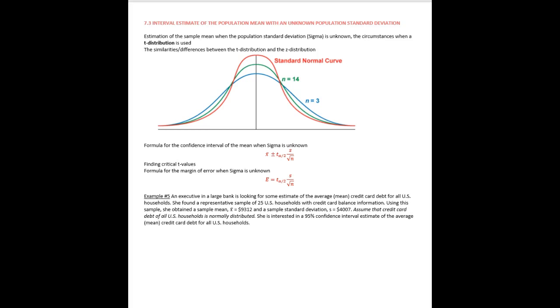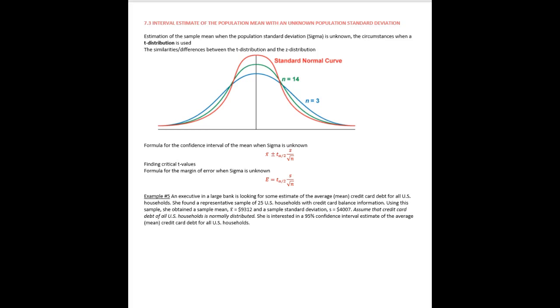Estimation of sample mean when the population standard deviation sigma is unknown: the circumstances when the t-distribution is used. The t-distribution is used when we don't have a sigma. We're not given a sigma, meaning we're not given the population parameter of standard deviation. So what we will have, or what we will be able to calculate, is a sample standard deviation. We'll either be given that or we'll be able to calculate that. That's denoted as S.